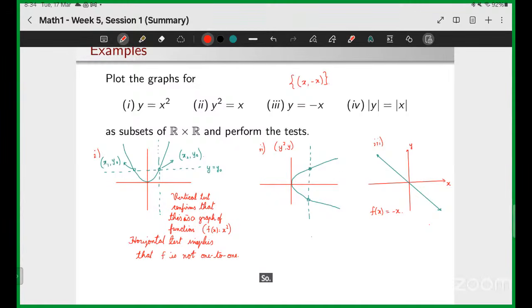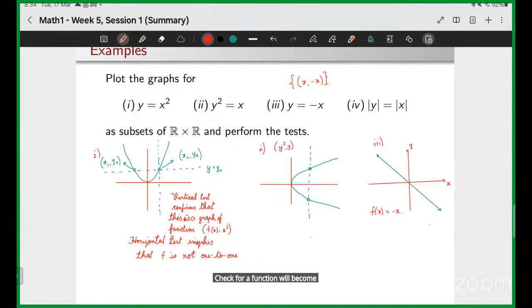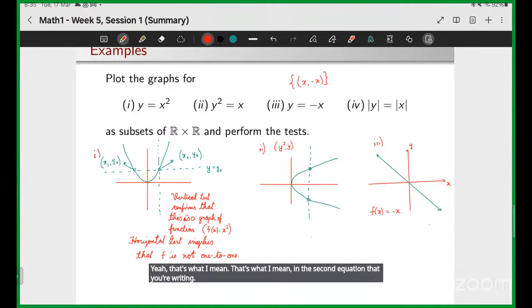Okay. So if you're writing x as a function of y, then your axis will also change. So your check for a function will become a horizontal one. That's what I mean in the second equation that you're writing. So can we view it in terms of y, like it is a function around the x-axis?